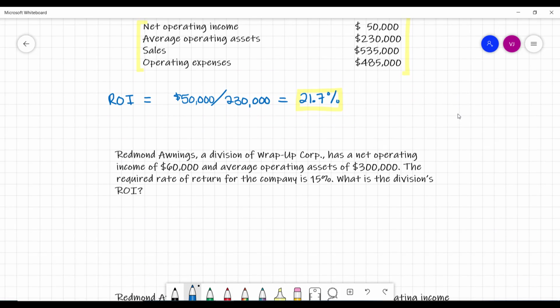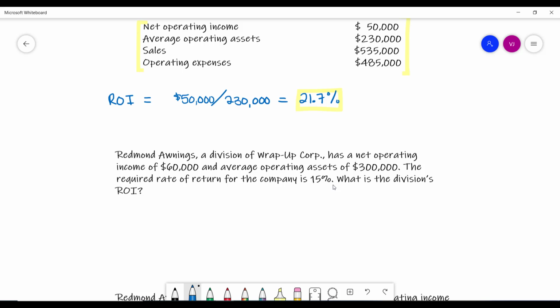So let's look at another example. We have Redmond Awnings, a division of Wrap-Up Corp. The division has a net operating income of $60,000 and average operating assets of $300,000. The required rate of return for the company is 15%, which is the minimum ROI that the company is looking for. What is the division's ROI?